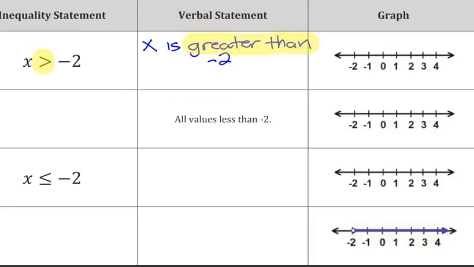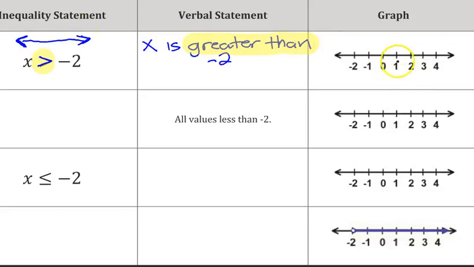Okay. And again, if you're not quite sure about this, think of these as the ends of a number line. This symbol right here points to all the greater numbers. That's why we use this symbol for greater. This right here is pointing to all the smaller numbers. That's why we use that symbol for less than.